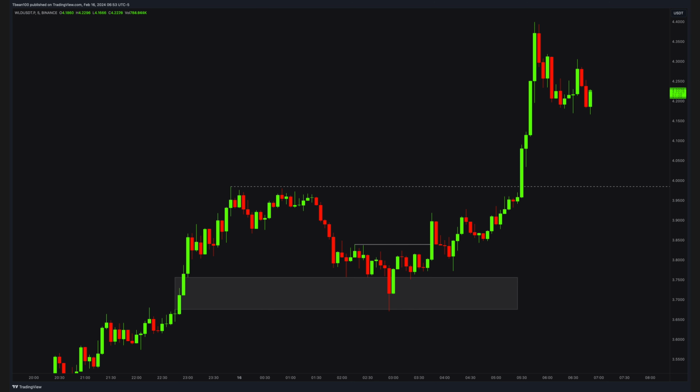Trading becomes much easier. Right around here, the inner structure shifted. And I jumped into the trade with this imbalance. Very simple trade idea with a very simple setup to trade. This trade had a crazy runner.